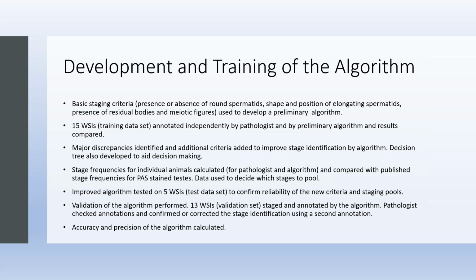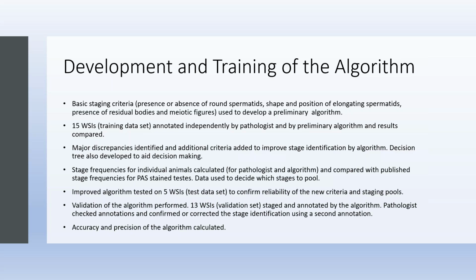So once we'd improved the algorithm, we tested this out on an extra 5 testes just to confirm the reliability of the new criteria that we'd developed and the staging pools that we were putting together. Once we were happy with that, we then entered into the validation phase of the project.